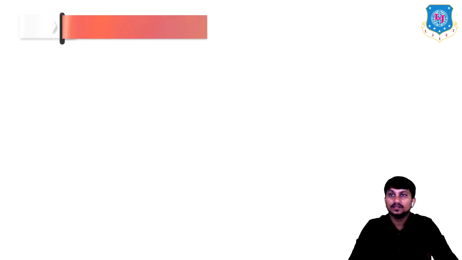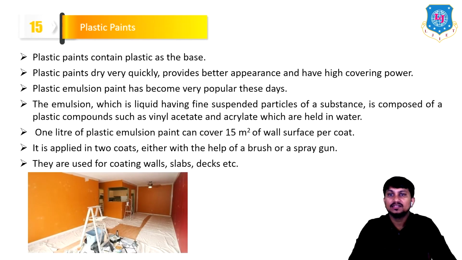Next type of paint is plastic paints. This plastic paint contains plastic as a base. These plastic paints dry very quickly, provide better appearance, and have high covering power. Plastic emulsion paint has become very popular these days in a number of residential or commercial buildings. The emulsion, which is a liquid having fine suspended particles of a substance, is composed of plastic compounds such as vinyl acetate and acrylate, which are held in water.